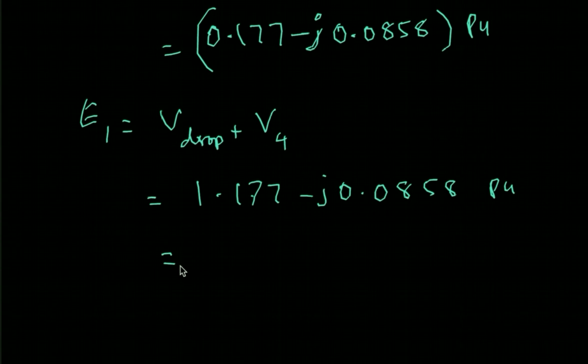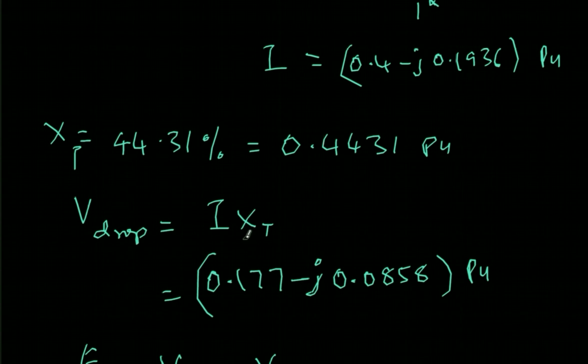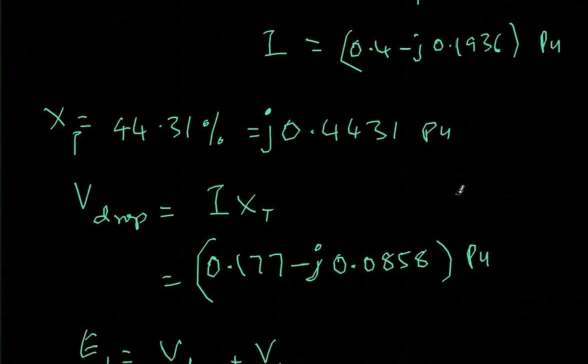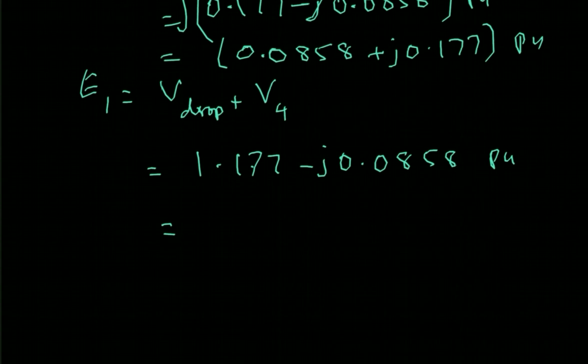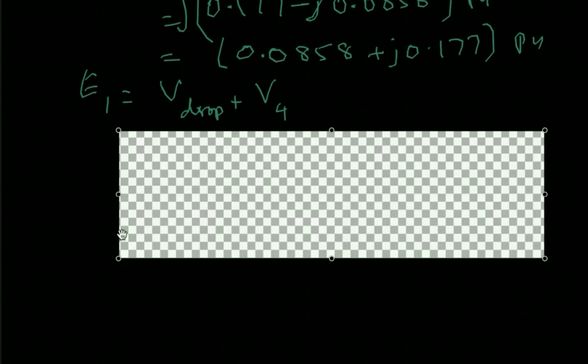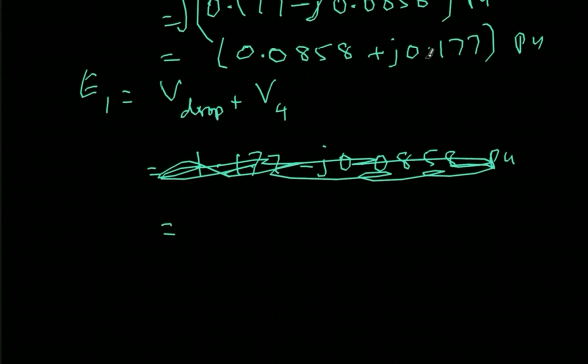By the way, why is it coming negative? I think I need to check something here. Oh, I made a mistake. This is actually j. So the reactance is j. When I multiply this with j, this will be j and this will be the active part. So j into j is minus 1: 0.0858, and then plus j 0.177. I'm sorry for the mistake. So let me correct it. V drop plus V4 will be 1.0858 plus j 0.177 per unit.